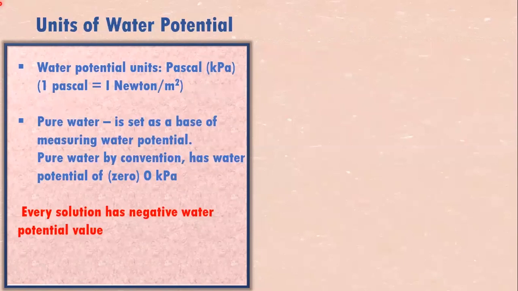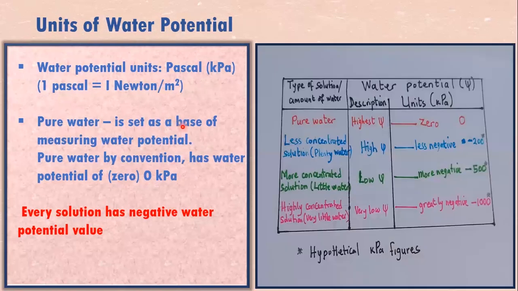Water potential, you know, is a force. Water can only move when it has a force to move. And so the force unit is the Pascal, and 1 Pascal is equivalent to 1 Newton. Pure water is set as the base of the measurements, because pure water can move into any system. Pure water has the tendency to move into any solution. So pure water, by convention, is said to have the highest water potential.